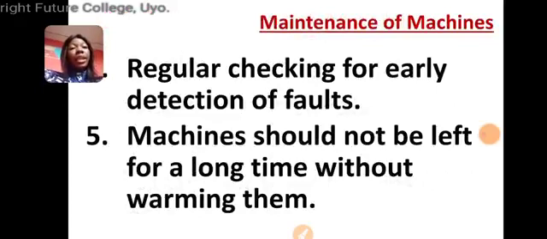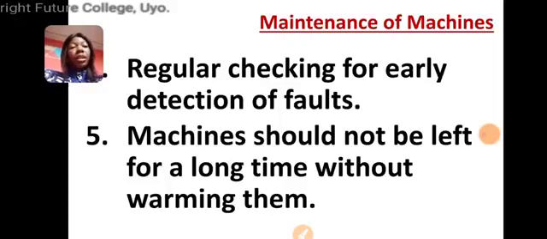The fourth says regular checking for early detection of faults. When you check your machines regularly, you'll be able to detect faults at the early stage, thereby saving yourself money. Because when the faults are detected at the early stage, you can be able to do what? Repair them by yourself. But when you wait until it develops to a bigger fault or problem, you see yourself spending lots of money. Okay?